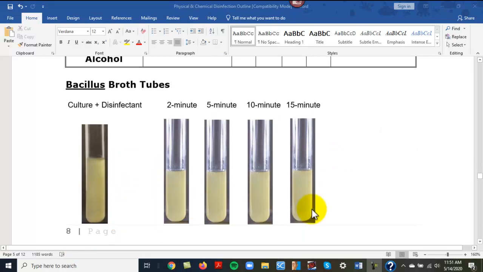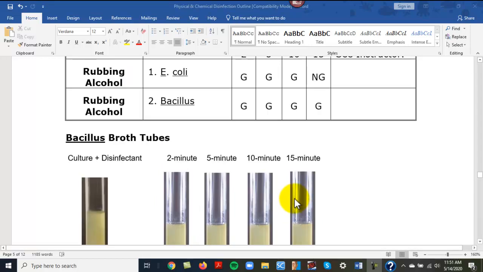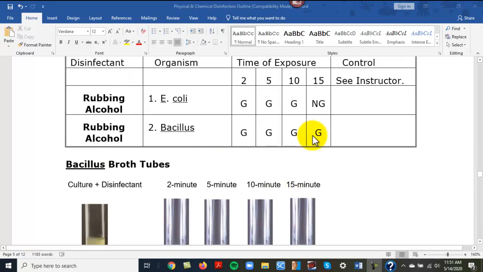Bacillus is not killed by alcohol. It's a spore former, hard to kill. You can see there's growth in all 4 of the tubes. So if somebody said, hey, I have some bacillus in my house, I'm going to treat it with rubbing alcohol, you would say that's not a good idea. It's not going to do anything. Spores are hard to kill anyway, but you're really just going to be wiping them off.